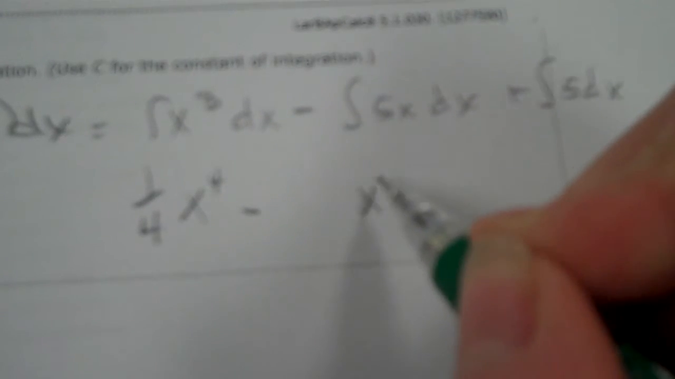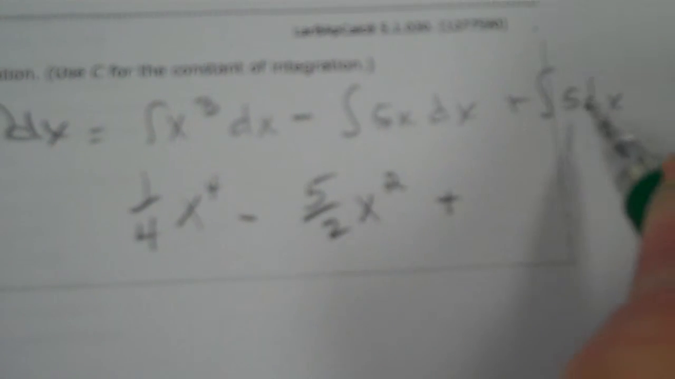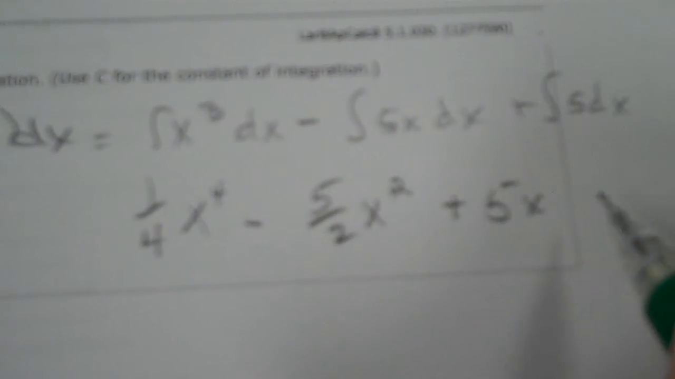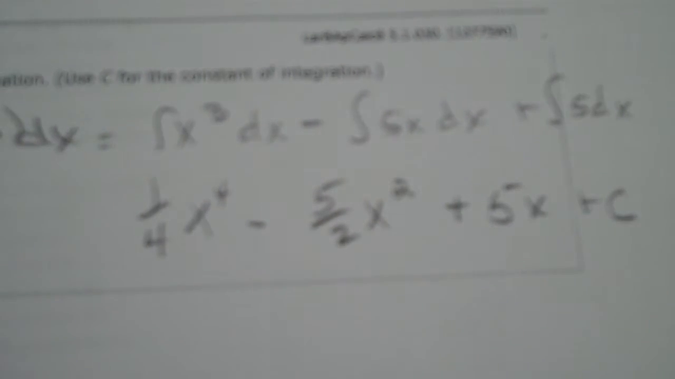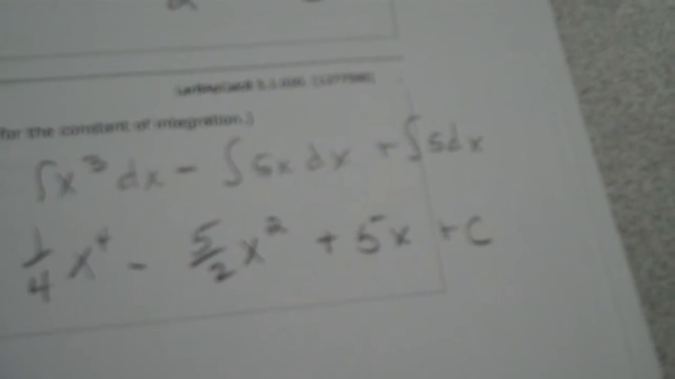So when I integrate x cubed, it becomes x to the 4th, and then I divide by 4. When I integrate x, I get x squared, and I divide the 5 by the new exponent of 2. And when I integrate 5, I get 5x plus c. So there's my answer for number 9, and I can check it. You should check it.